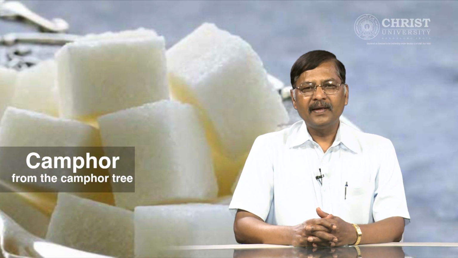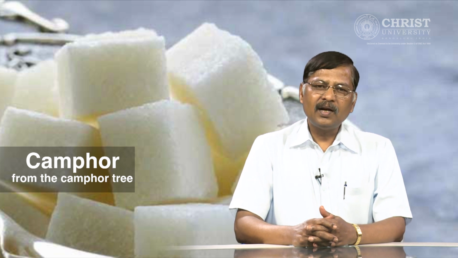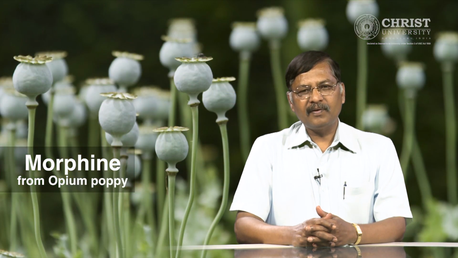Camphor from the camphor tree is used to increase the local blood supply. Cocaine from the coca plant is an analgesic and a local anesthetic, which reduces and prevents pain during surgery. Morphine from the opium poppy plant is an analgesic and controls pain.